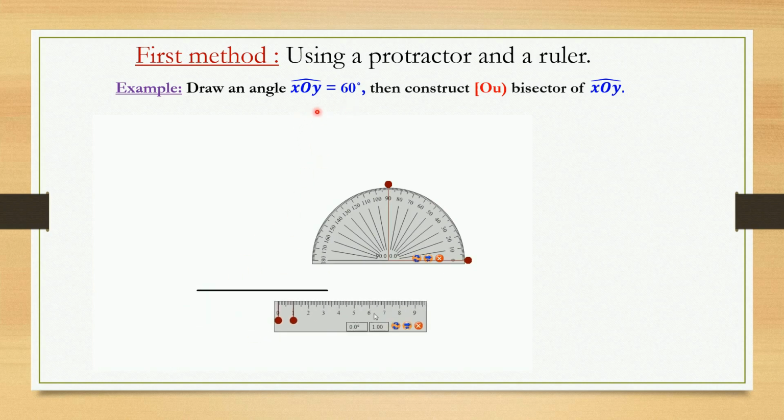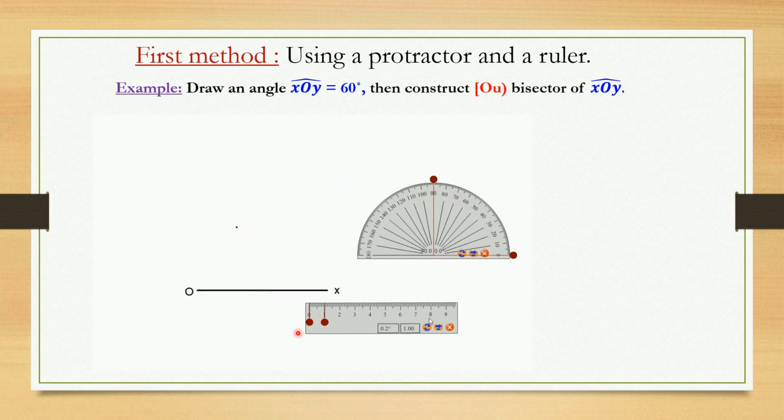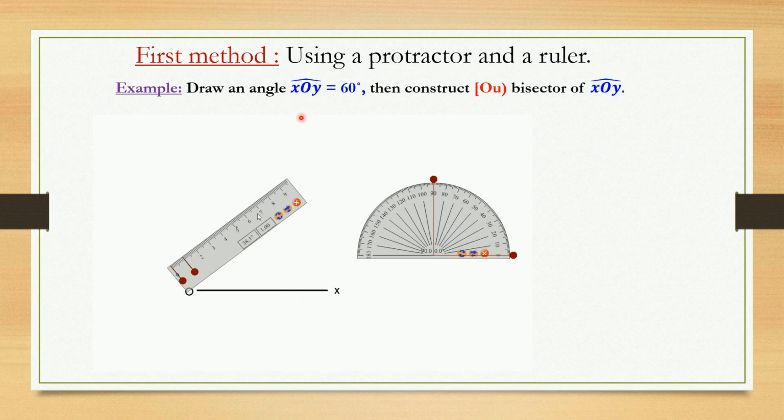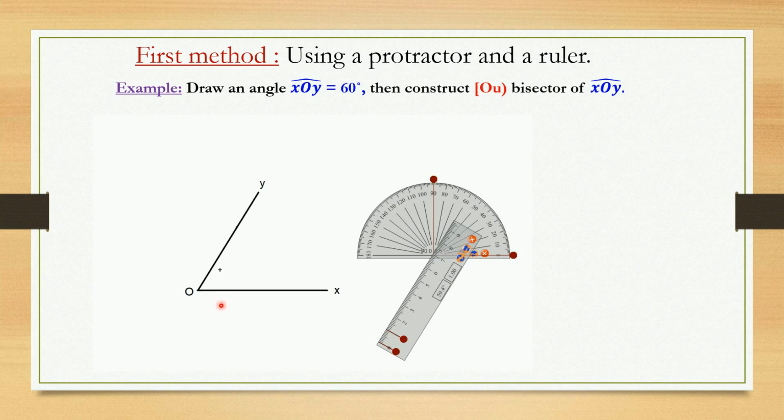First I draw the first side, OX. Then I bring my protractor, I put the center of the protractor on vertex O, 0 on OX, and I count from 0 till 60 degrees. I put a point above the dash of 60, then I bring my ruler to draw the second side OY, and I name the second side Y. Then I write the measure of angle XOY.